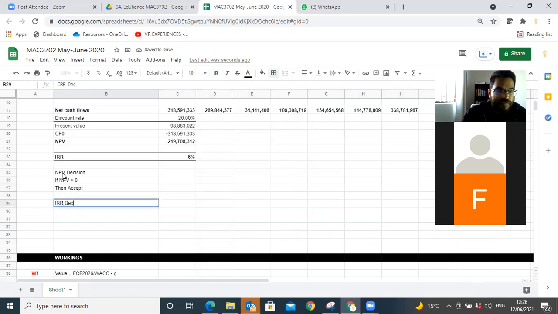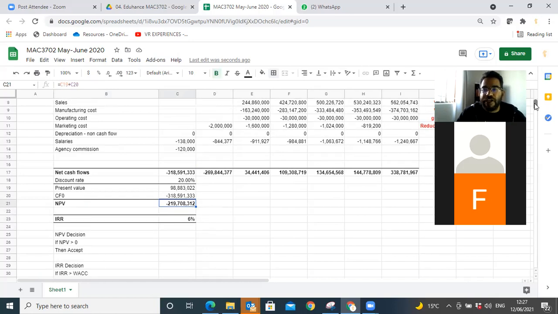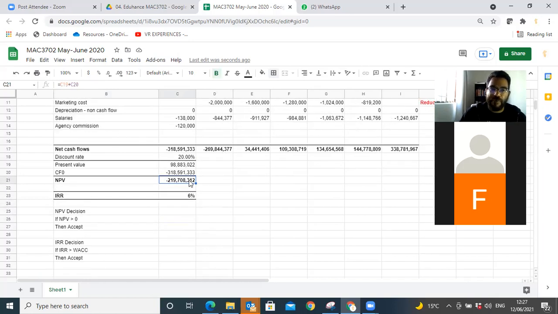The IRR decision. If IRR is greater than WACC, or in this case, the required rate of return of 20%, then accept. If it is less than that rate, then you reject. So in this case, the 6% is less than 20%, so you reject. And it confirms over here, NPV is negative, so you reject. So in your calculation, you need to work out NPV. Once you have NPV, you just say second function, IRR, and you'll get your percentage.